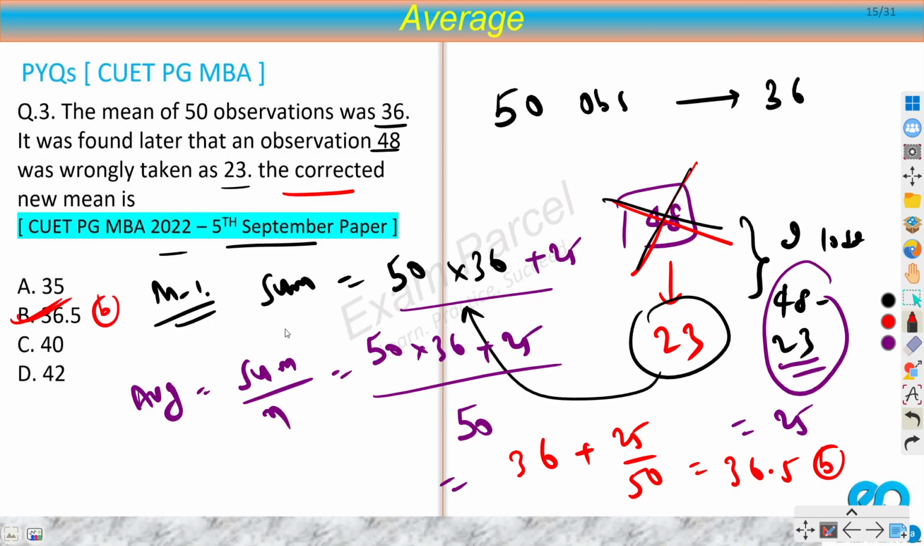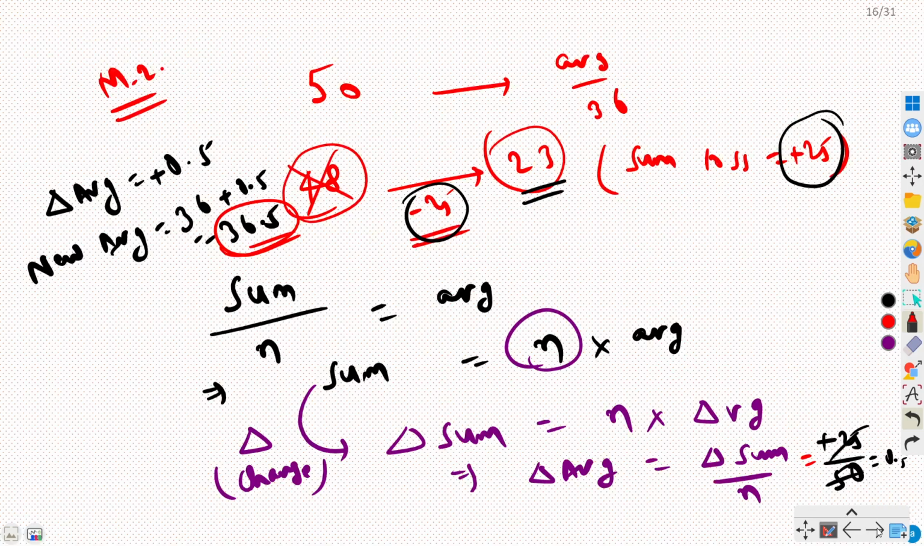So I hope both methods are clear. Method 1 is more of a basic one. The second one is more logical. We think about what the change in sum is and how that can impact the change in average. So we found that change in average is nothing but change in sum divided by number of observations.